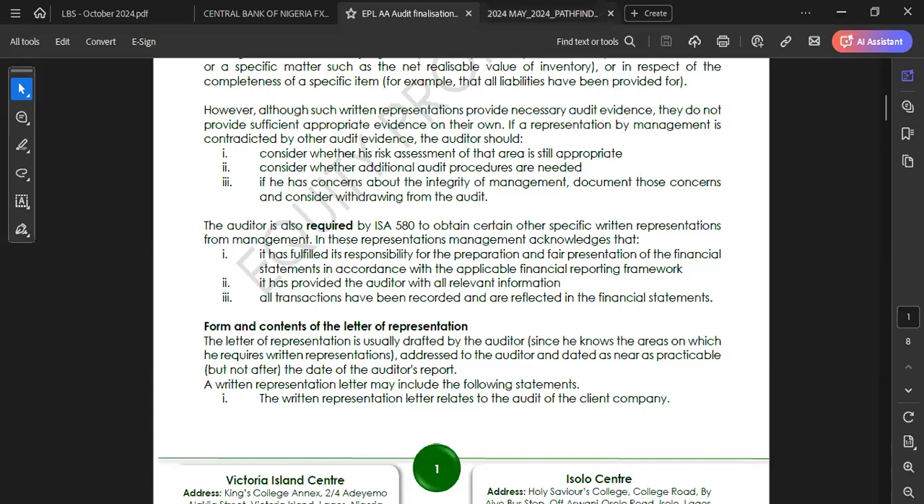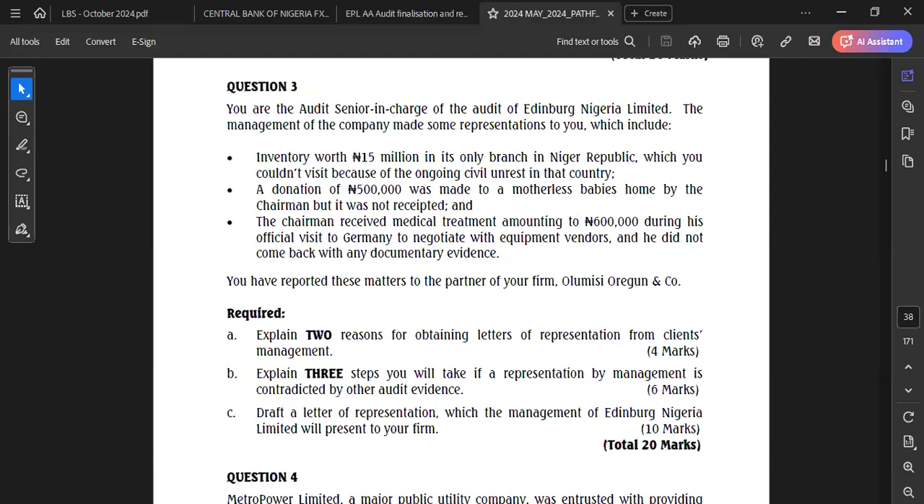That's what the B part is saying: explain 3 steps you will take if management's representation is contradicting the audit evidence. Then the first one is asking for reasons for obtaining a letter of representation. One is to support the audit evidence, and one is so that management's responsibility as regards the financial statements is clear. So those are the ways the questions will come at you.